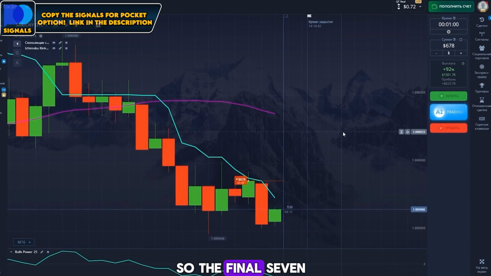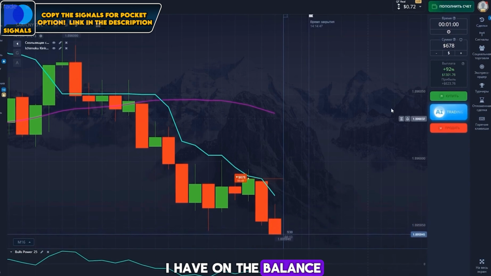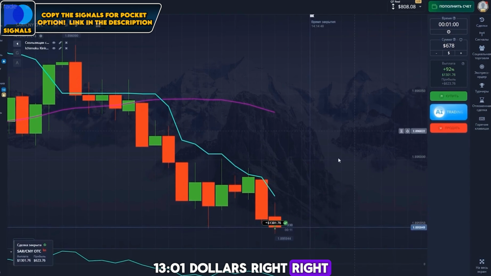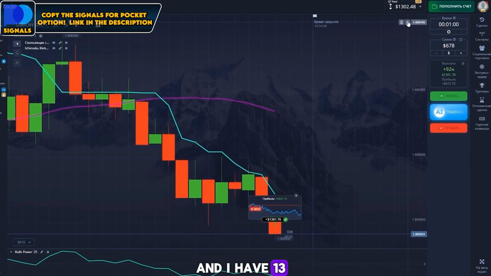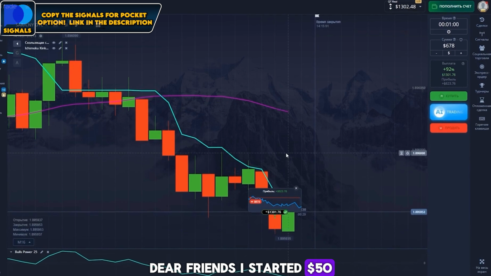So, the final 7, 6, and 5 seconds. And how much will I have on the balance? $1,301, right? Great, the trade ends in profit and I have $1,302 in my deposit. Dear friends, I started with $50.